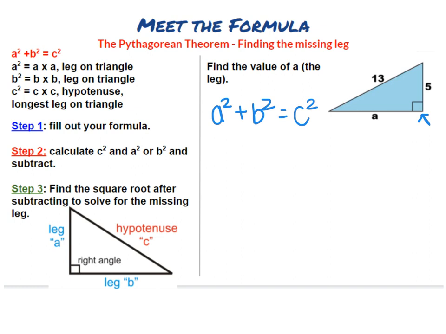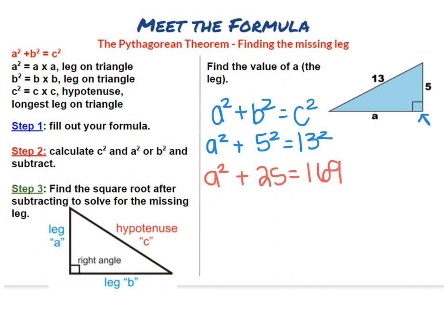Now let's go ahead and fill in our formula. We don't know what a is, so I'm going to keep a squared like that. B squared can be 5 squared, and then equals c squared, which would be 13 squared. Now I'm going to go ahead and calculate step 2, b squared and c squared. So I still don't know what a squared is. I know b squared, which is 5 squared, is 25, and 13 squared is 169.